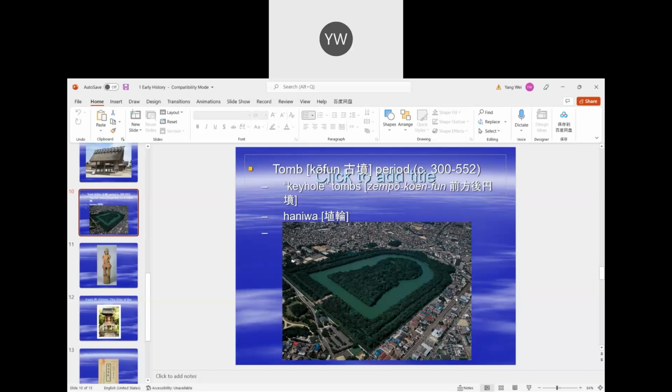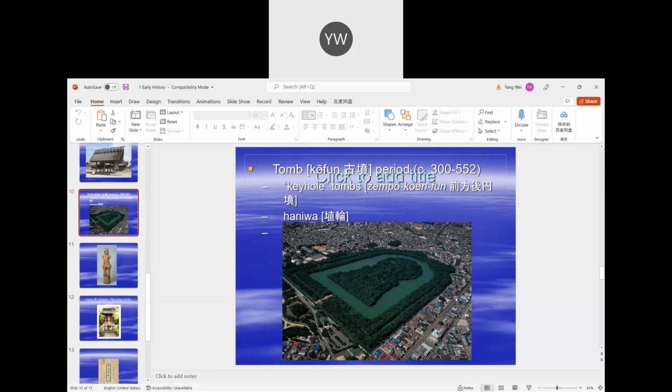Because if we can do a DNA analysis of the human remains in those tombs, we probably can find out where the early Japanese, the Yayoi people, are from. If we can do a DNA genetic comparison, we will probably find out early Japanese are from either Mongolia, Manchuria, or Korea, or China.